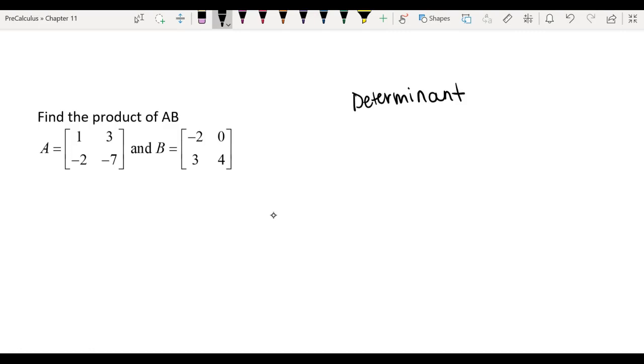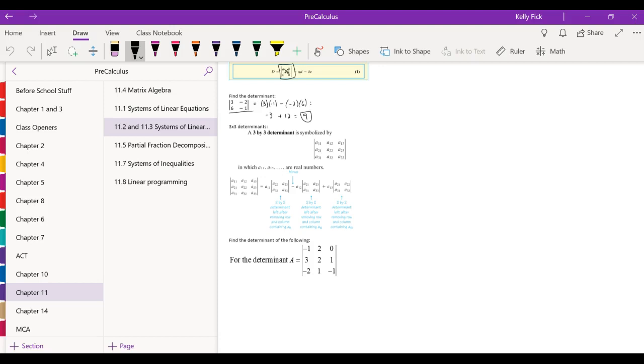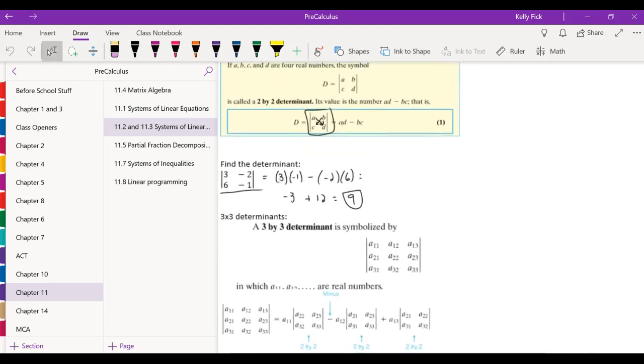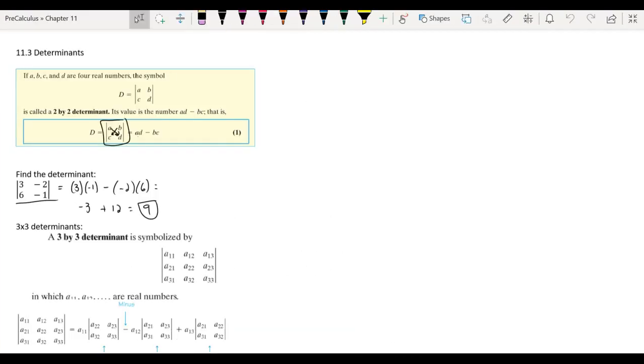Okay. For a determinant, if you have a 2 by 2, and actually I think I have this on another page of notes, so let's use that. I think it's on this one. Yeah. So if you are finding a determinant of something, what you do is you multiply this way, you multiply this way, and then you subtract your two numbers. Okay?